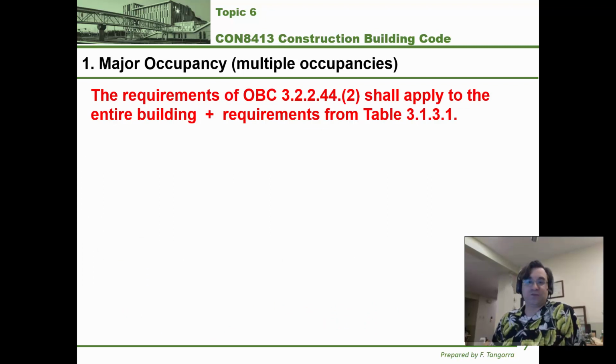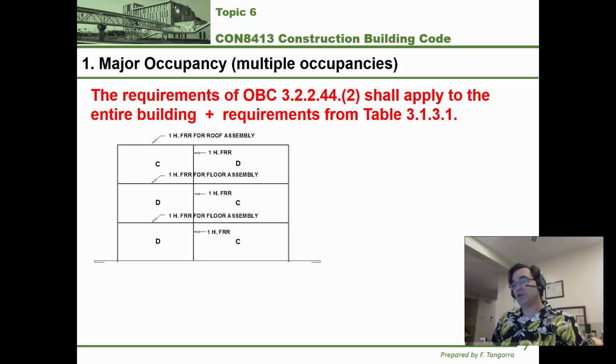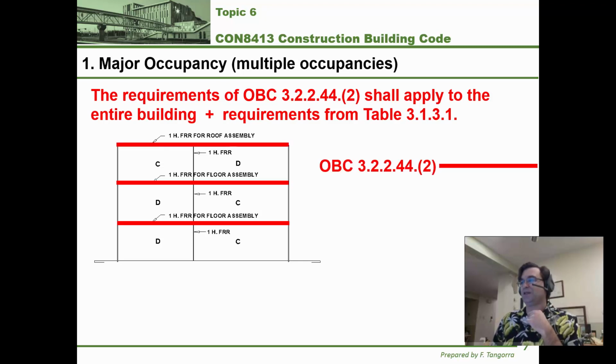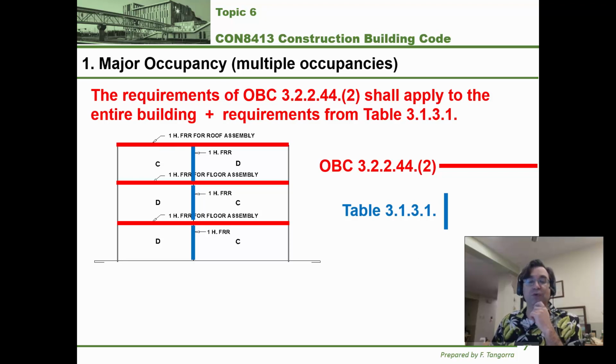And now the requirements for the C building apply, and that's for floors and roof. And then the table 3.1.3.1 applies to walls between these occupancies, right? So, summarized as such, we get that for floors and roofs, we get 1 hour fire resistance rating according to 3.2.2.44. And the walls are themselves 1 hour resistance rating based on what we would get from table 3.1.3.1. Okay, so that's how you deal with multiple occupancies.